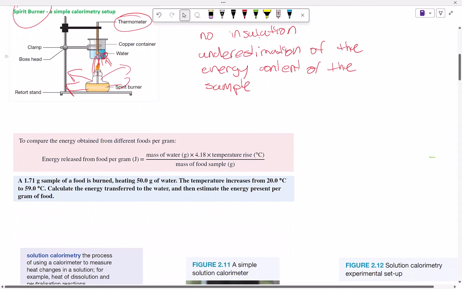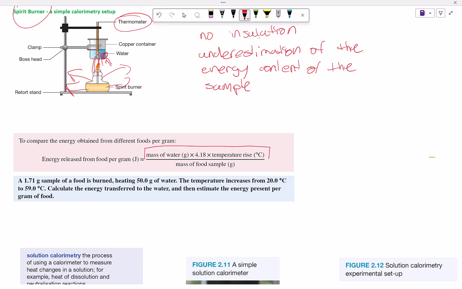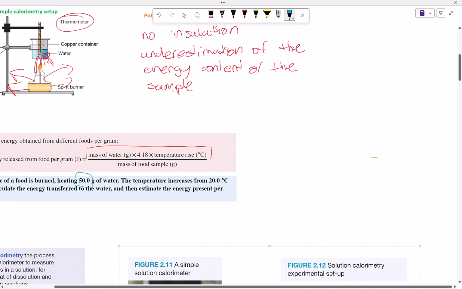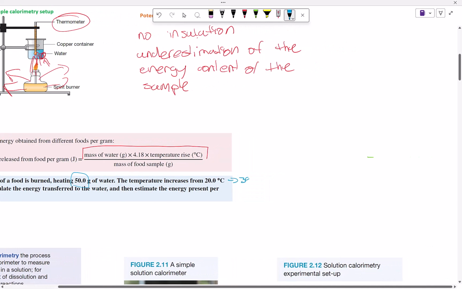But imagine we've done this, and we've done cookie A and cookie B, and we want to compare. The way we would do that is do the calculation we've done before up above, and then divide it by the mass of the food. Now, here's an example of that. I've got 1.78 grams of food with 50 grams of water. It goes from 20 to 59 degrees, so that's going to be an increase of 39 degrees.